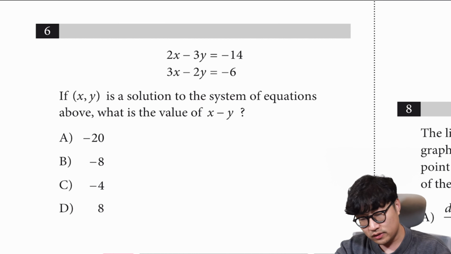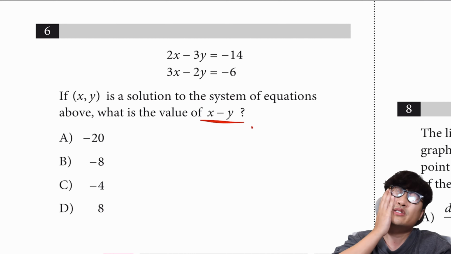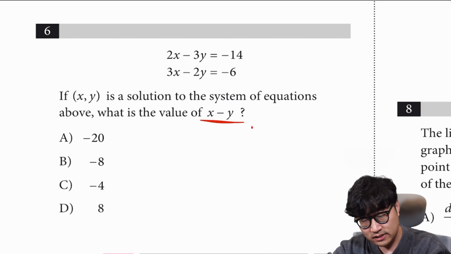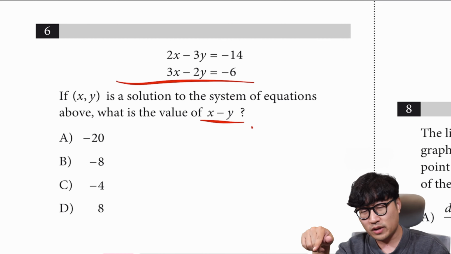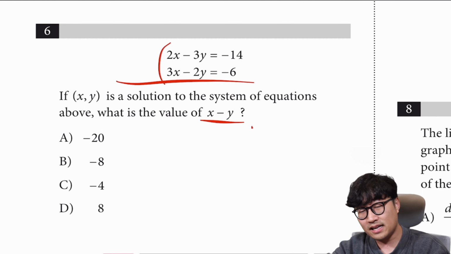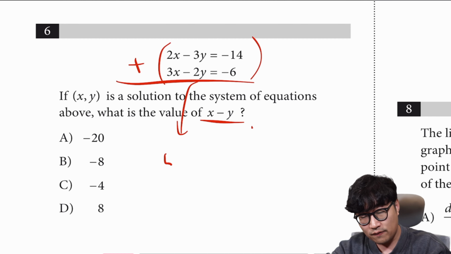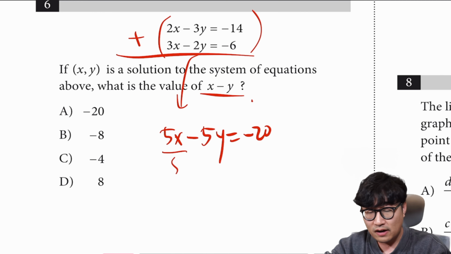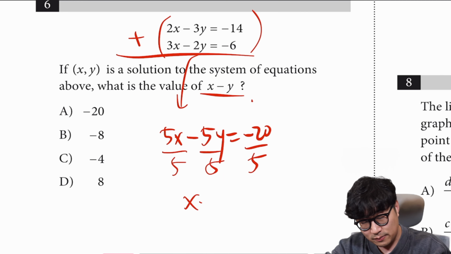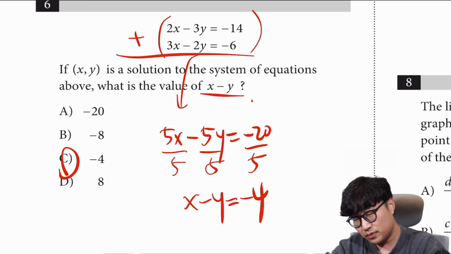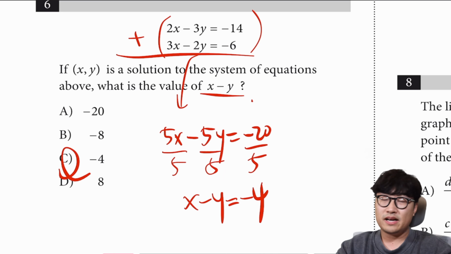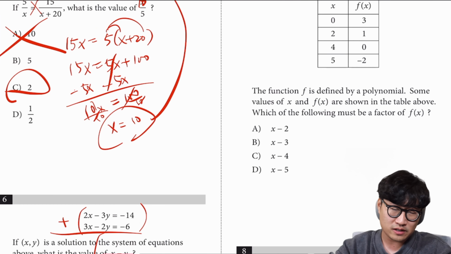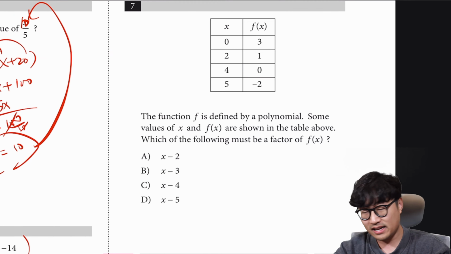Number 6. XY is a solution. What is the value of x minus y? I'm too lazy to solve for x and y and plug them back in. You don't need to do that. If you take a look at this, you see the 2x, 3x, 3y, 2y. Just add this and see what you get. You get 5x minus 5y is equal to negative 20. Oh, divide by 5 on all of it. So you get x minus y is equal to negative 4. Boom, done. Easy, right? Takes super short. You just got to know what you're doing. They're asking for x minus y. Solve for x minus y, not x and y.